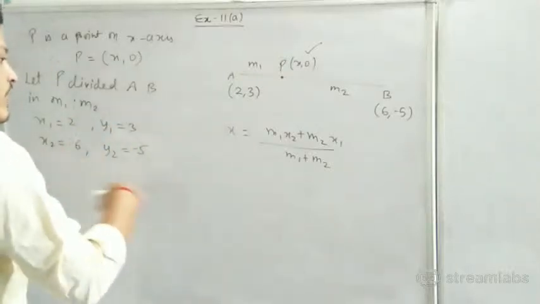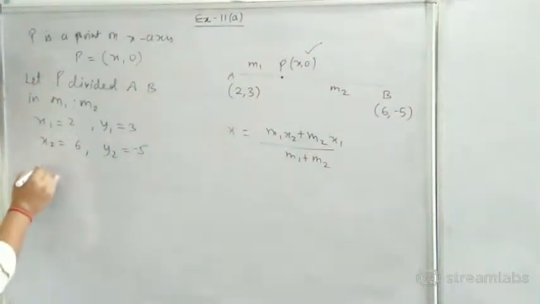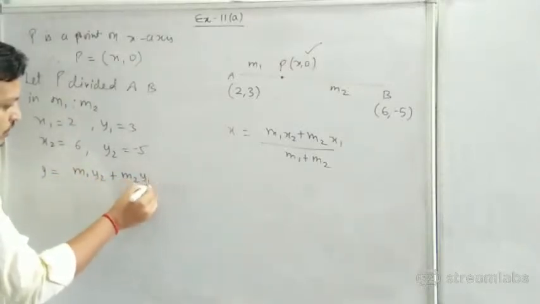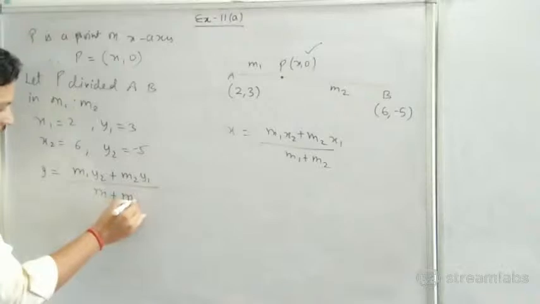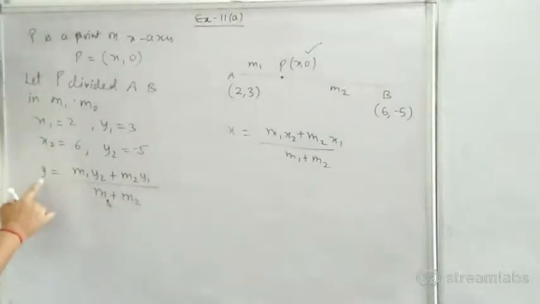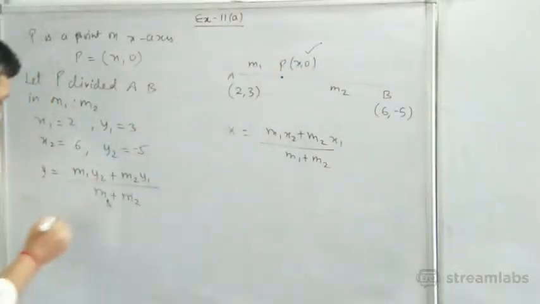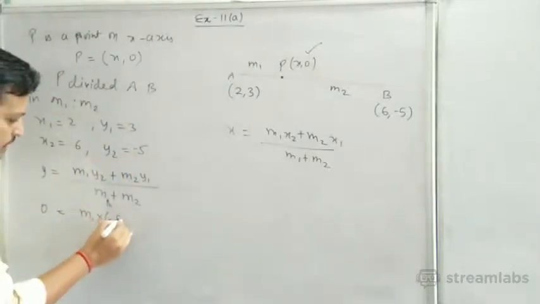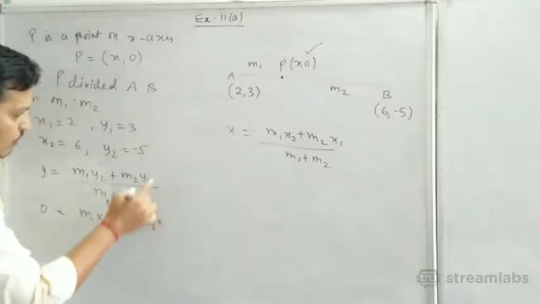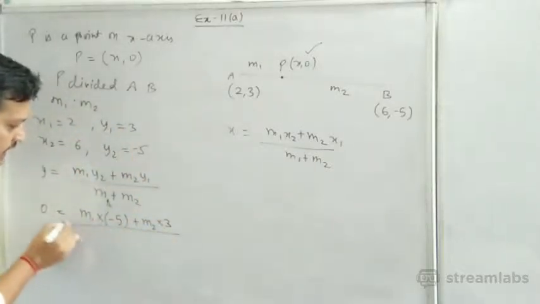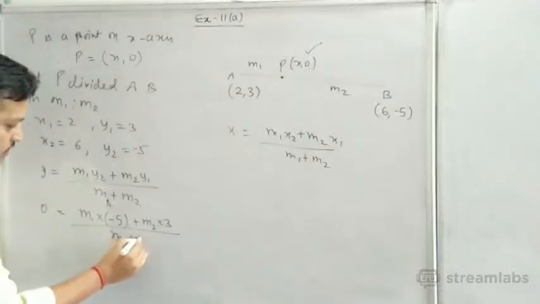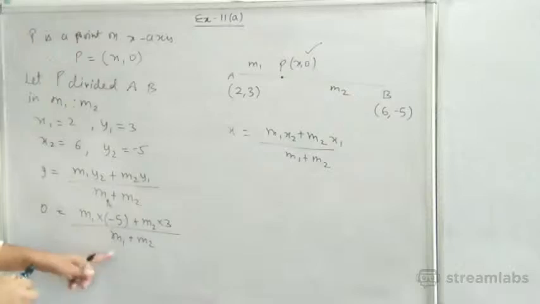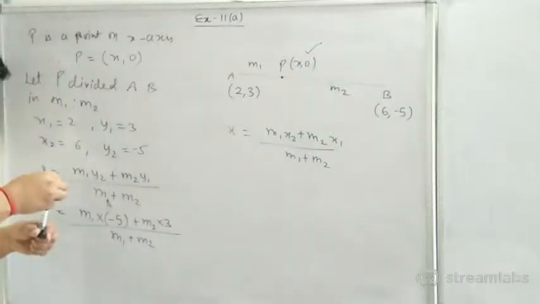If x is given, you can use this formula, otherwise we can use the y formula. y is equal to (m1 y2 plus m2 y1) upon (m1 plus m2). So what is the value of y? y is equal to 0 here. So 0 is equal to m1 into y2, y2 is minus 5, and plus m2 into y1, y1 is equal to 3, upon m1 plus m2, which is not given here. We can write m1 plus m2. So the denominator multiplies with the left hand side, cross multiplication.